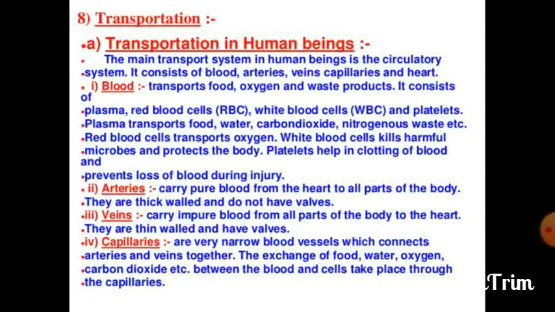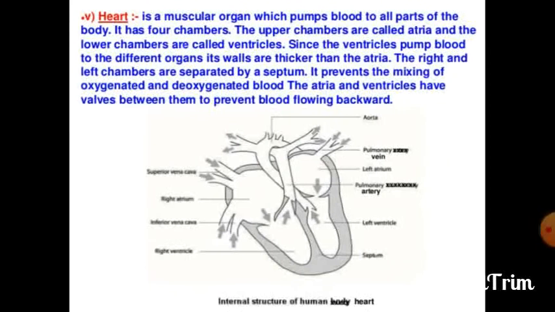Arteries always carry oxygenated blood. They are thick walled and do not have valves. Veins carry deoxygenated blood. They are thin walled and have valves. Capillaries are very narrow blood vessels which connect the arteries and the veins together. The exchange of food, water, oxygen, carbon dioxide occurs through these capillaries.